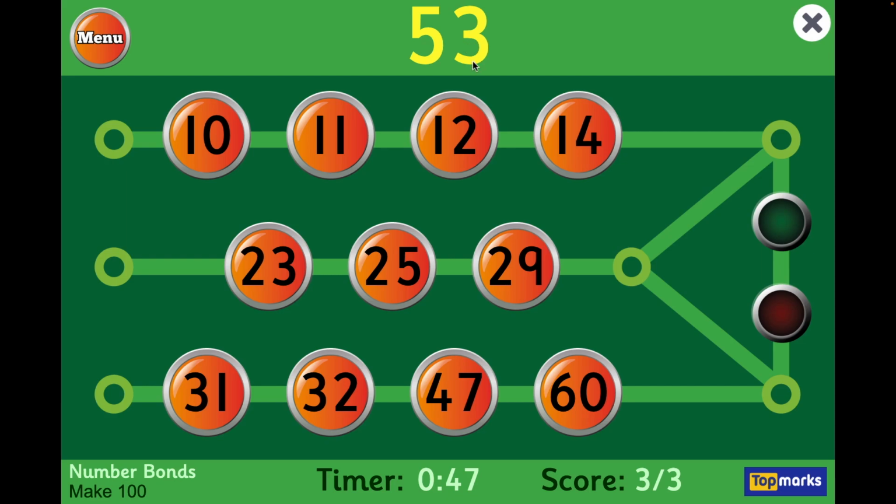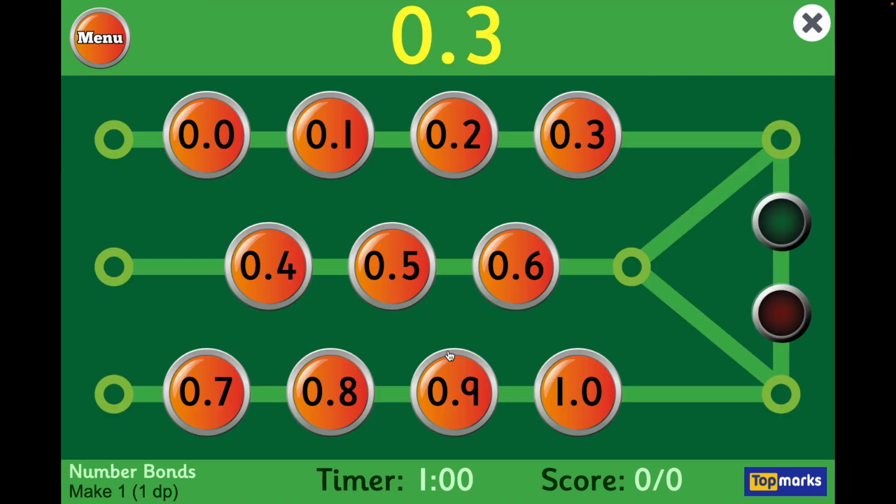If I have 7 more, that gets me to 60. And then 40 more gets me to 100. 40 and 7 is 47. All right, let's look at the decimals. Making one whole. Great for students in grade 4 and 5.